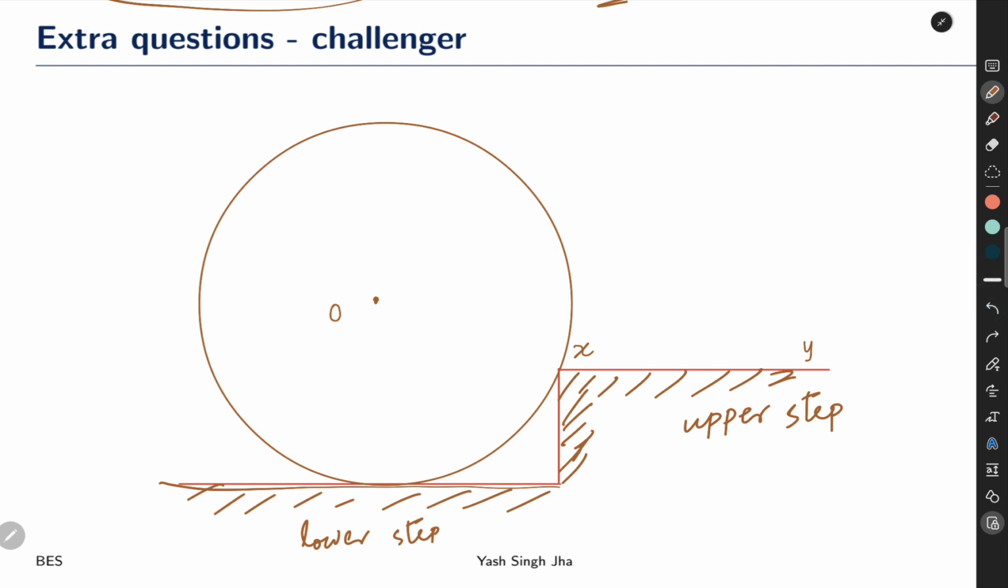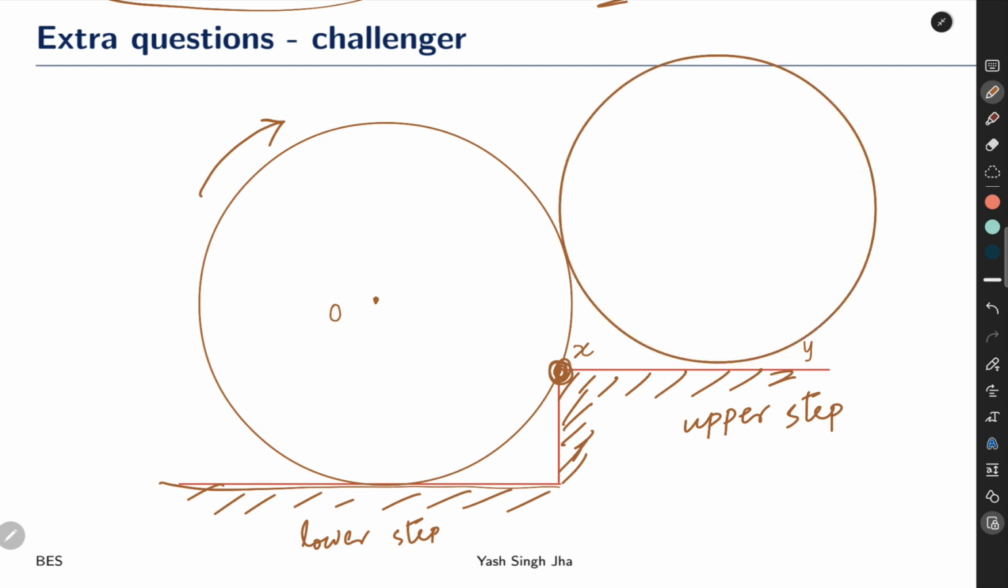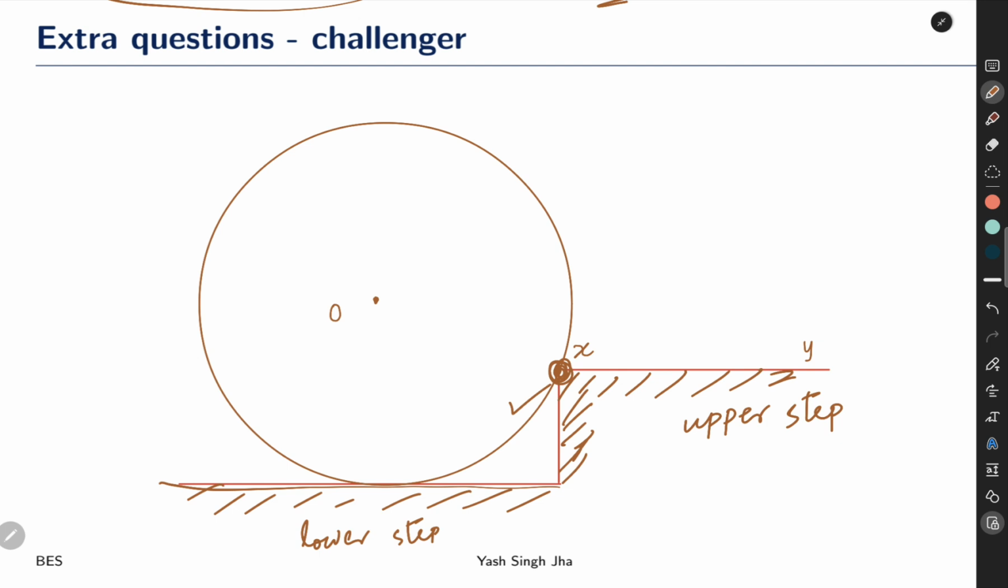So you must notice that x is the point of rotation because x will be in contact. Yes, so when I apply the force, this roller rolls about point x and eventually comes to the upper step. Something like this. Yeah, so where should the force be applied? Yeah, there's a turning effect of force, right? Again, the force is turning the body, rotating the body about point x.